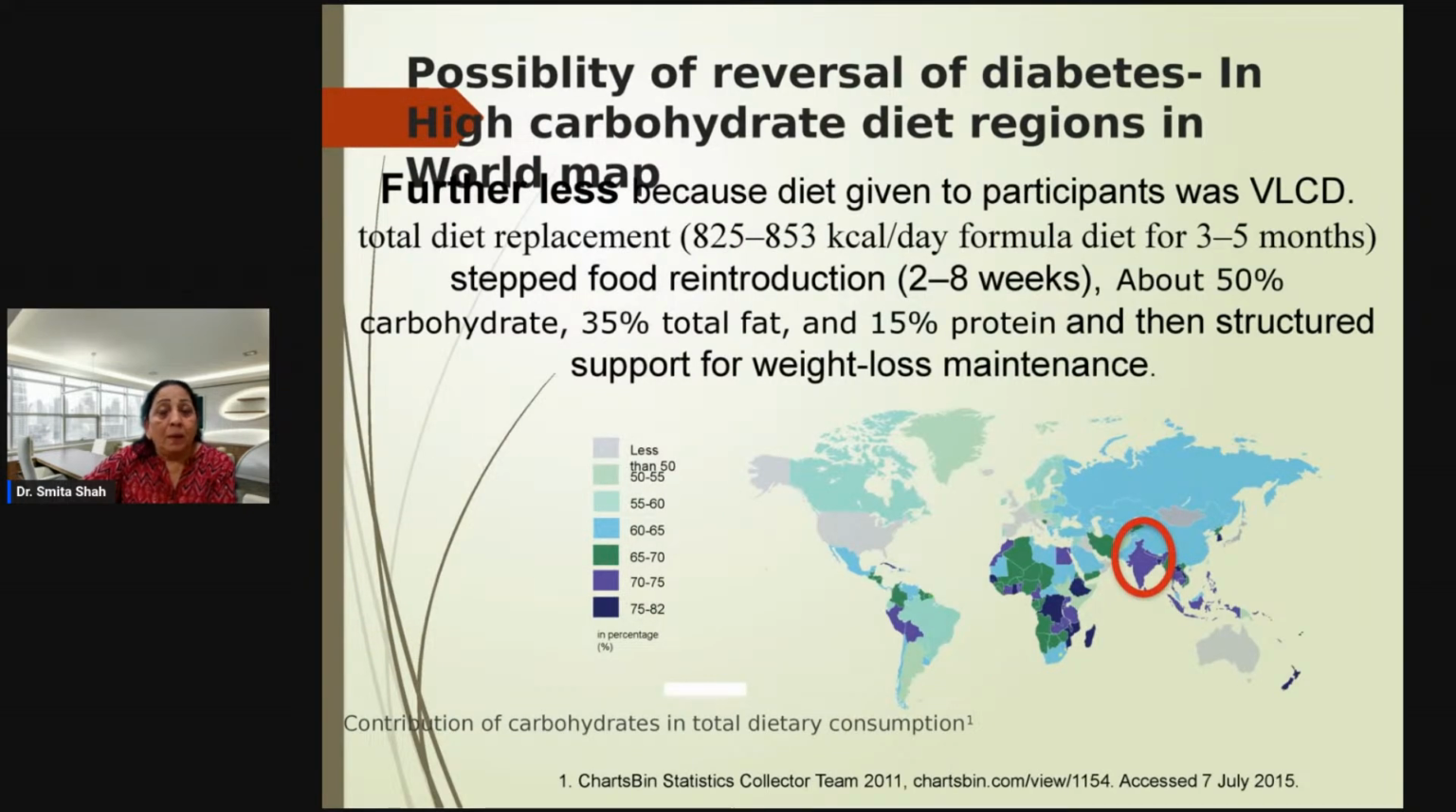Now, the possibility of reversal of diabetes in the high carbohydrate diet regions of the world map. You can see this, India. In India, we use 70 to 75% carbohydrate. So Indian people are using more than 65% carb. So this formula and this plan is not supportable for our patients in the long term.